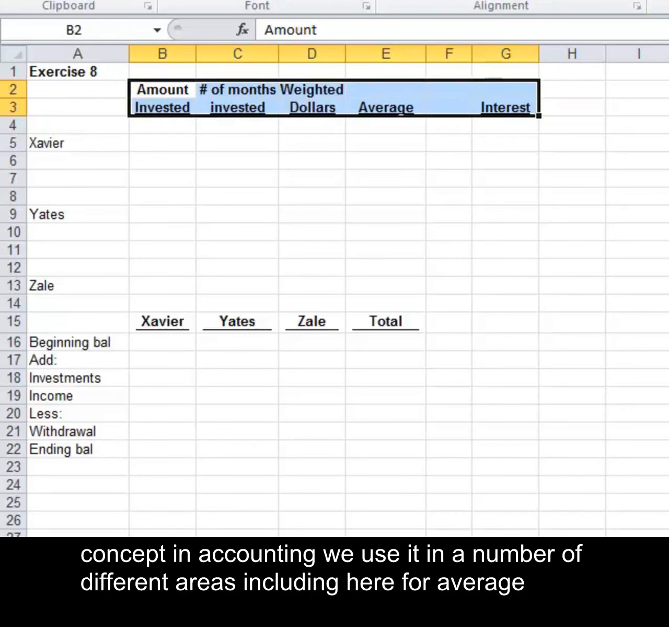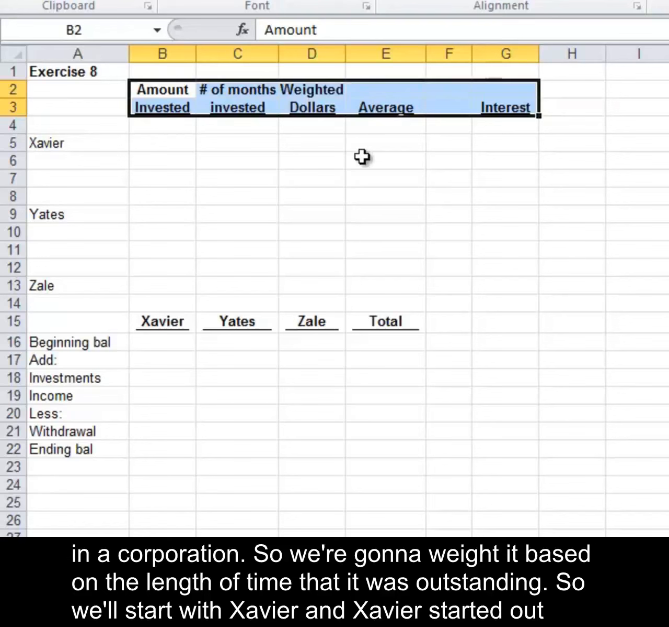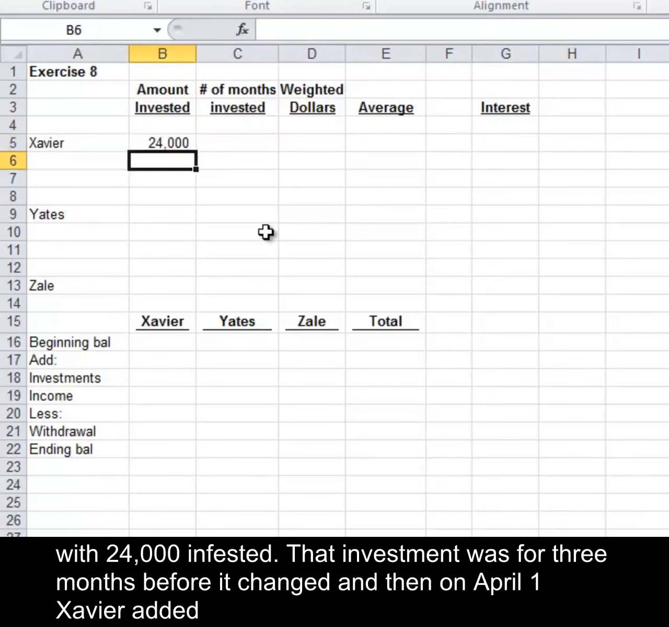We use it in a number of different areas, including here for average capital balance, just like we would do for weighted outstanding common stock in a corporation. So we're going to weight it based on the length of time that it was outstanding. So we'll start with Xavier, and Xavier started out with $24,000 invested.